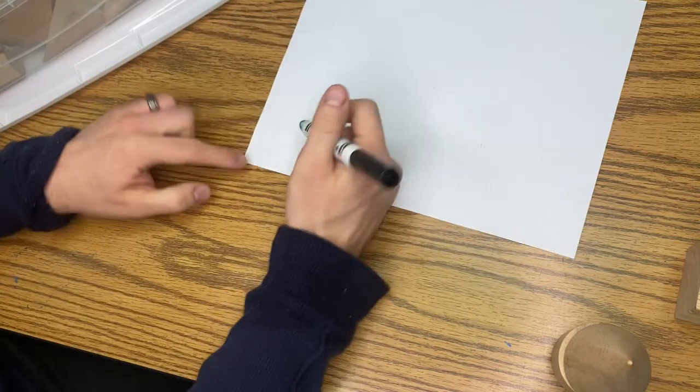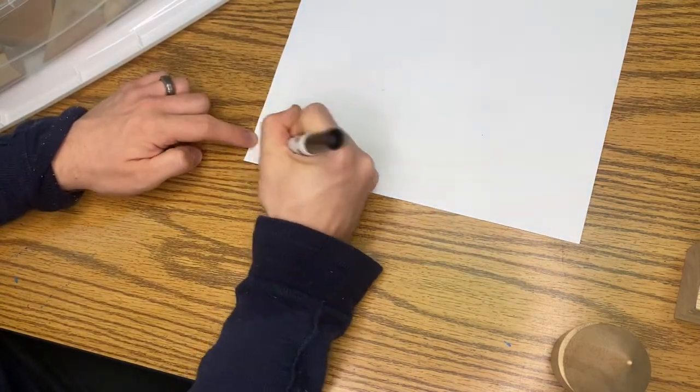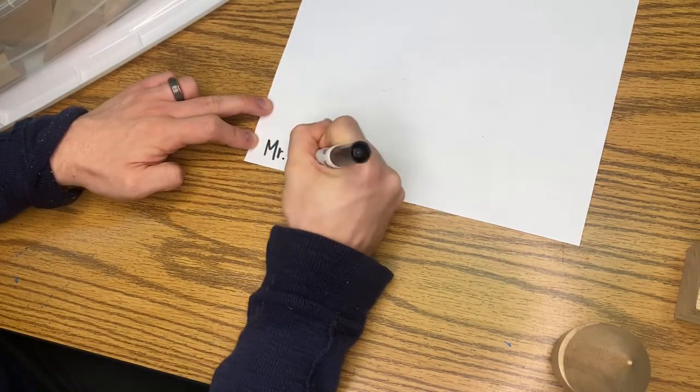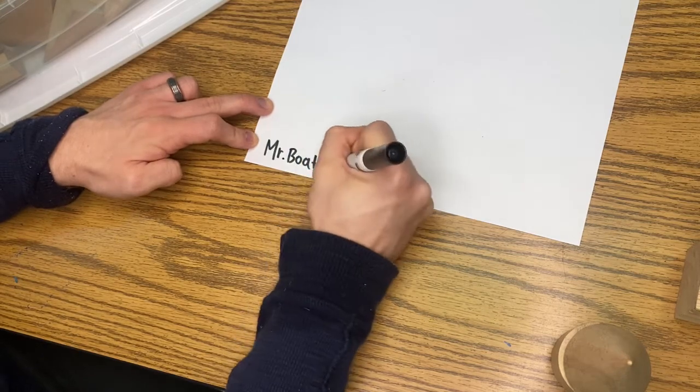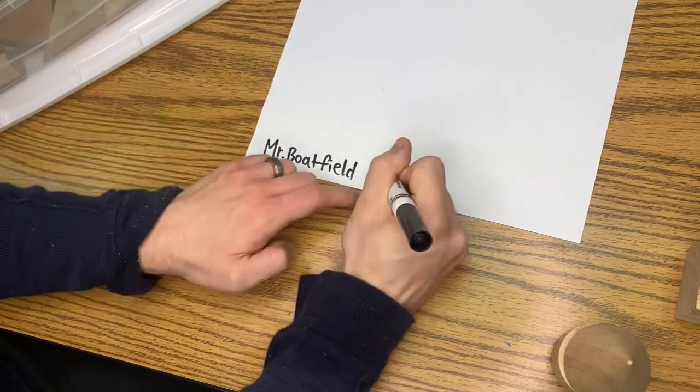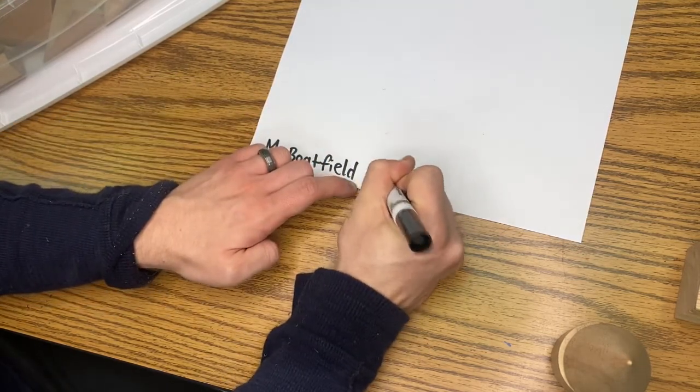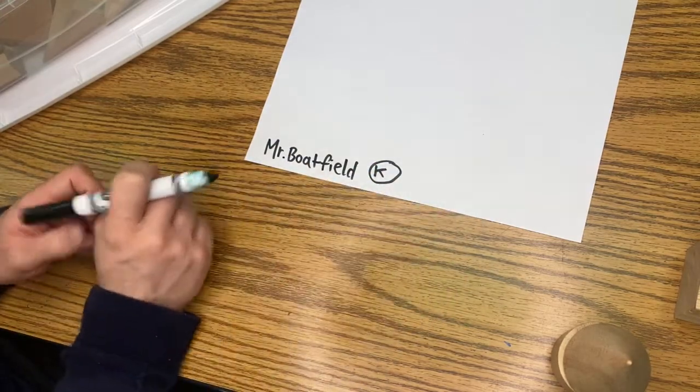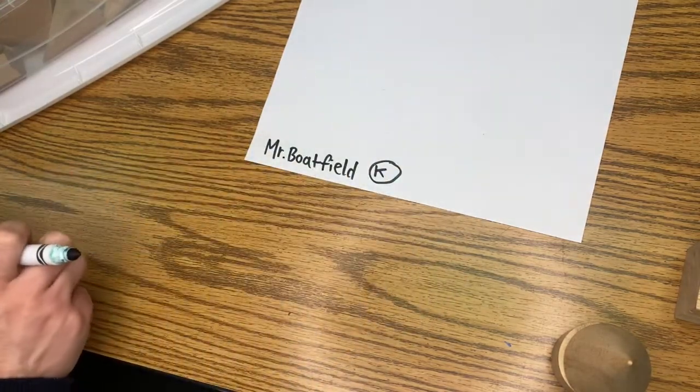What I want you to do first is I want you to make sure you have this piece of paper. You're going to write your name in the bottom left-hand corner. I'm gonna write Mr. Bofield because that's my name. And then I want you to write your class code. If you don't know our class code, it's a circle, a K, and then the number of our class. Give us a thumbs up once you're ready.